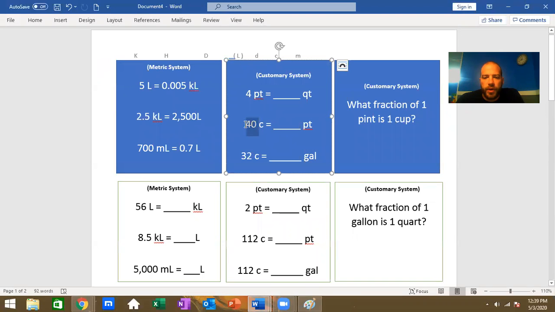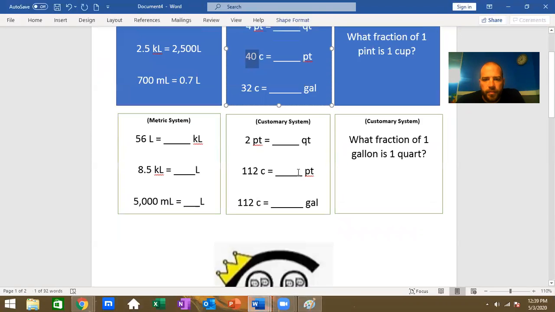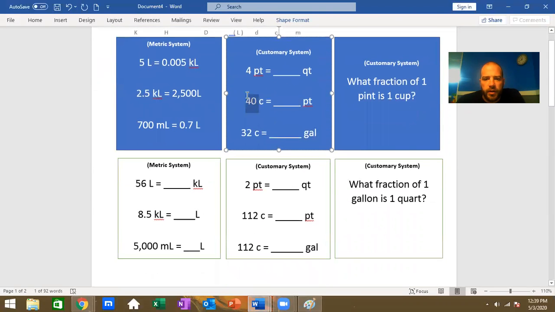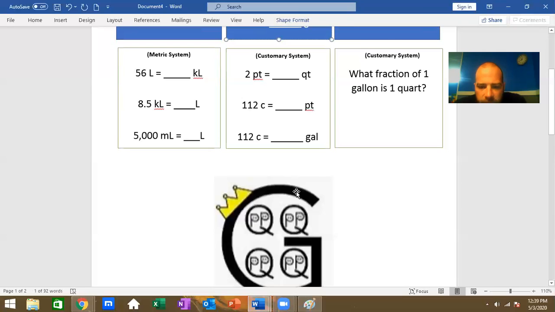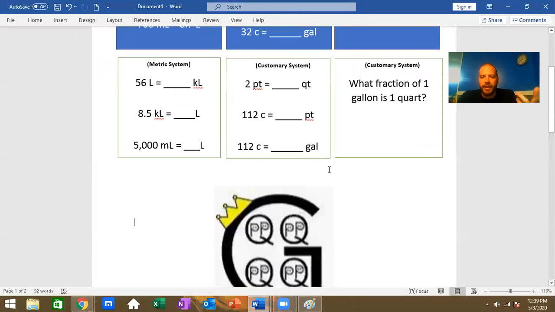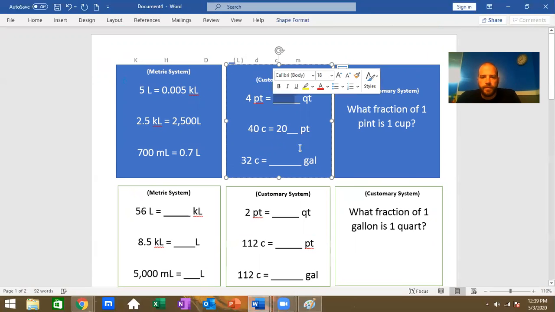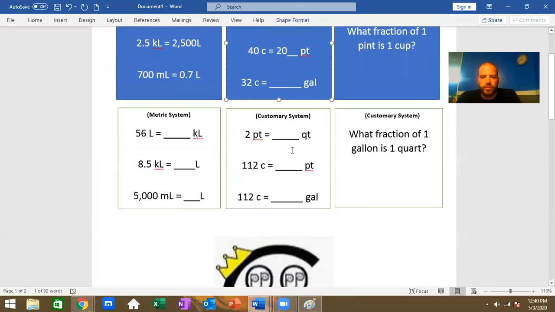How many, or 40 cups is how many pints? Let's see here. 40 cups is how many pints? So every 2 cups is 1 pint. So what times 2 is 40? 20. That's 20. 4 pints is how many quarts? 2.